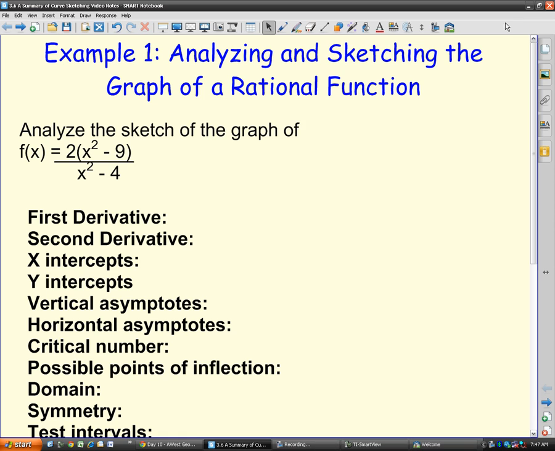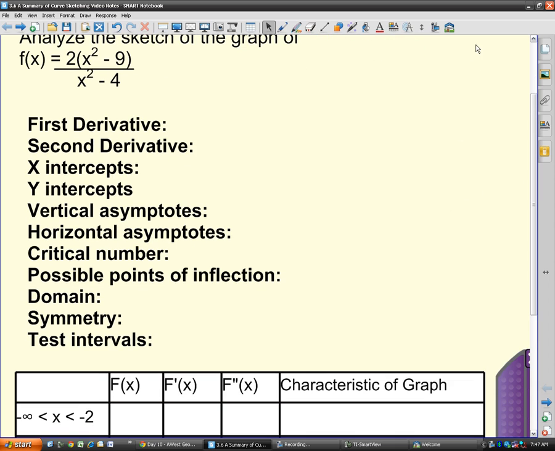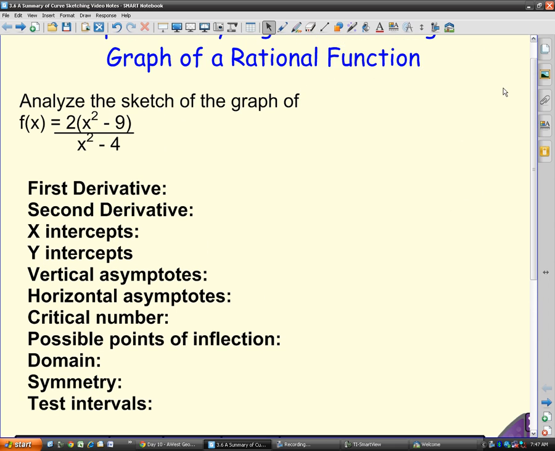Hello and welcome to section 3.6, a summary of curve sketching, and this is going to be a brief summary. We'll be doing more in class, but I just wanted to give you an idea what you're going to be looking at. We have to come up with all of these things, and you have to remember that there are a lot of things here that you may miss if you were just to graph this on your calculator.